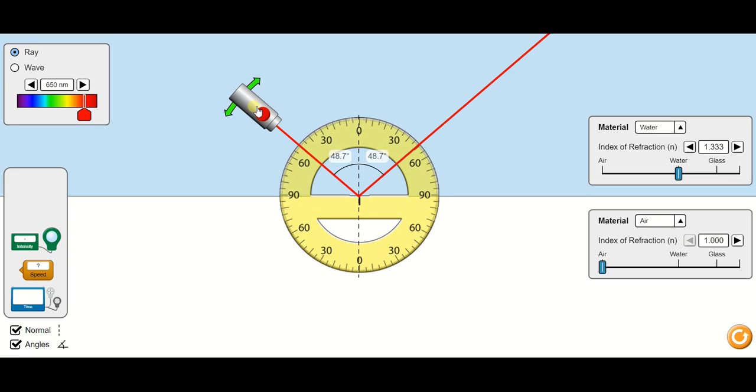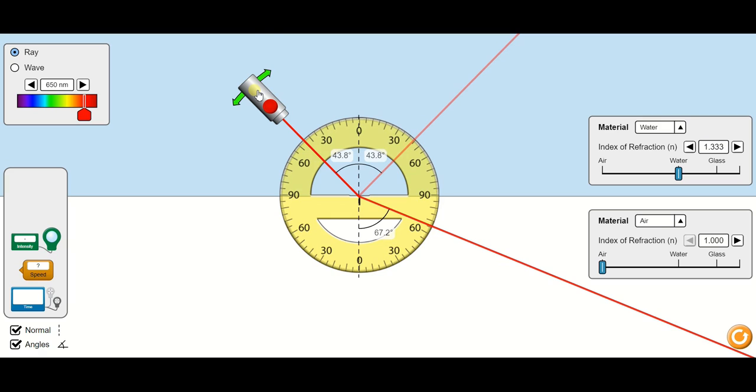It would be the critical angle of water in this scenario. Now if I decrease it, you are able to observe the refracted ray. Check one thing: the angle of incidence and the angle of reflection here are the same, and it is somewhat less in comparison to the angle of refraction.